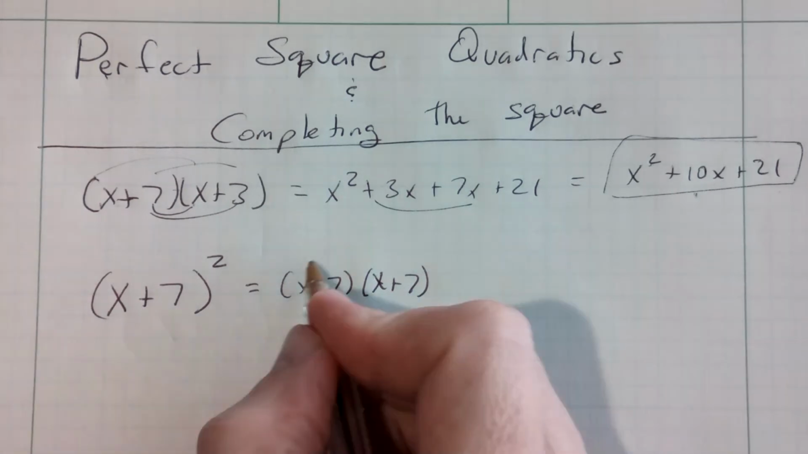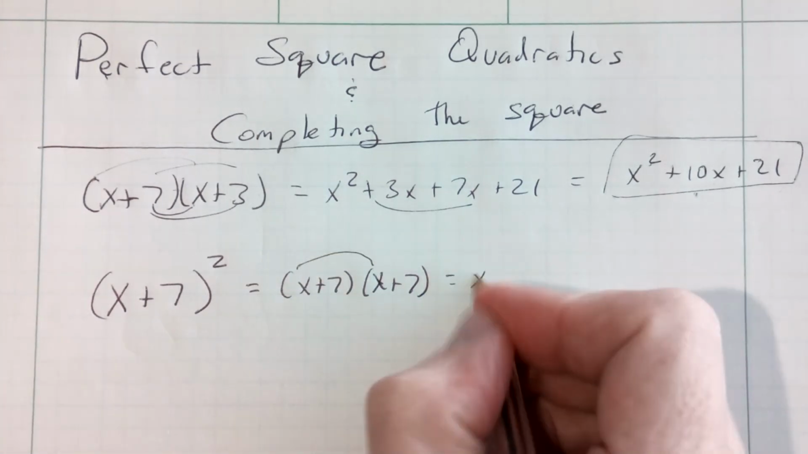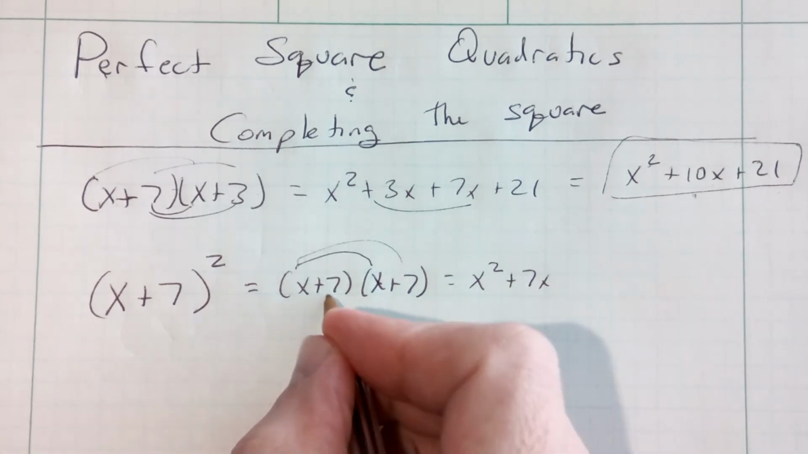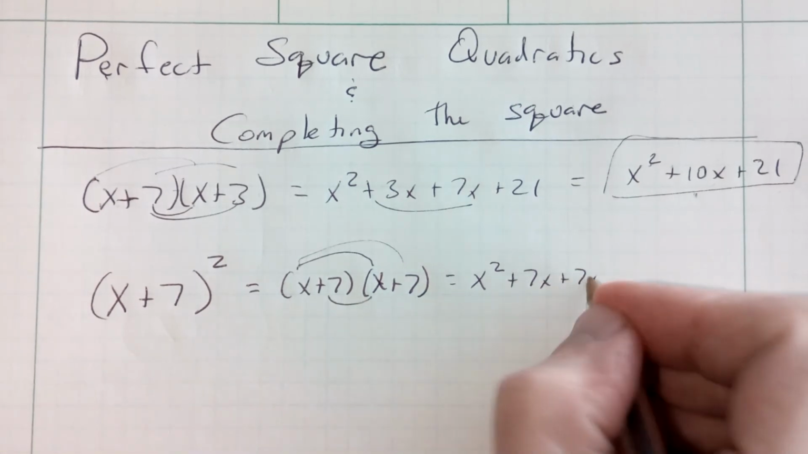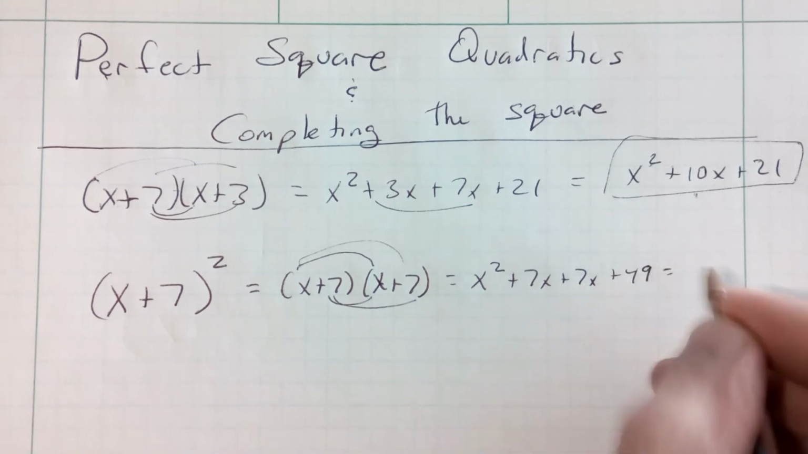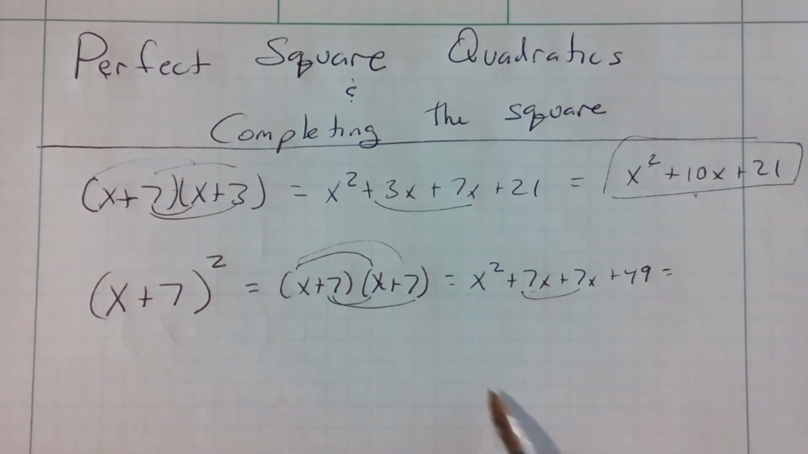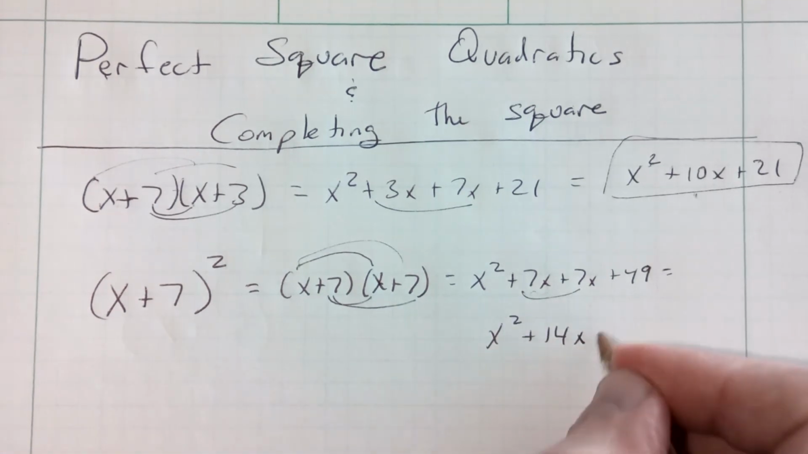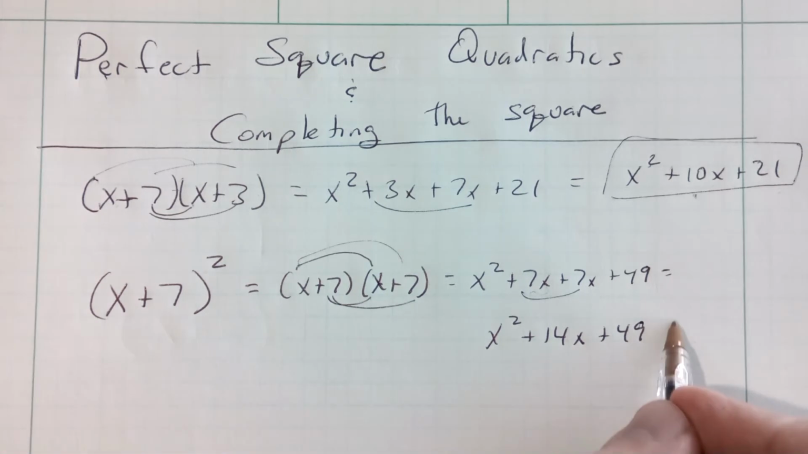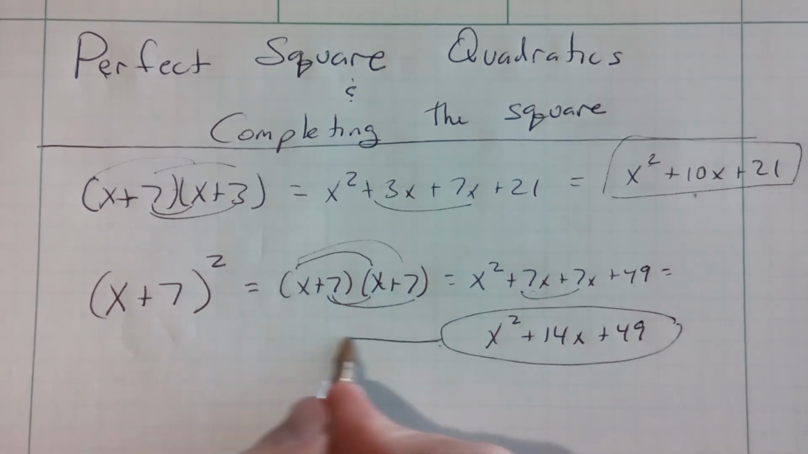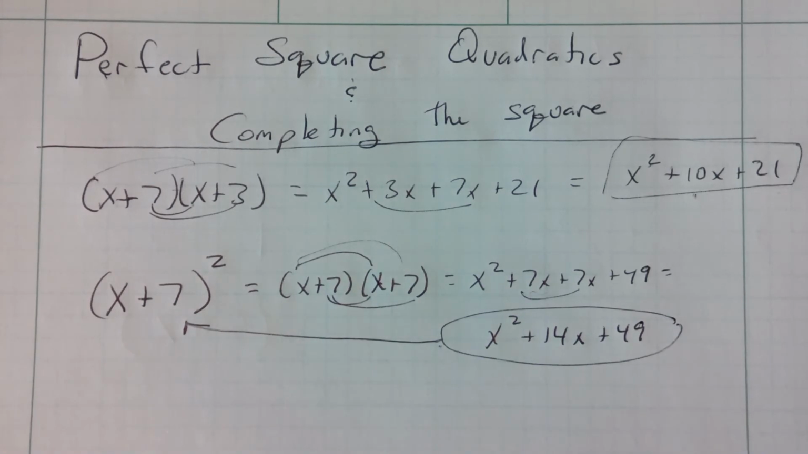We have to do first times first. That's x squared. First times last, that's a 7x. Last times first, there's another 7x. And last times last, that's a 49. Now again, we have these two middle terms that combine. That gives us x squared plus 14x plus 49. So this quadratic is considered a perfect square because when you factor it, it factors into a single binomial that we're squaring.